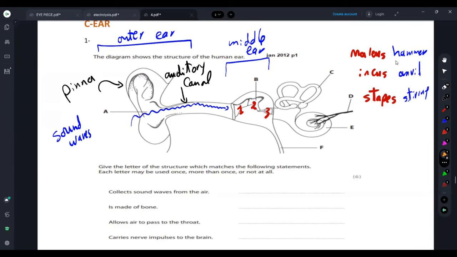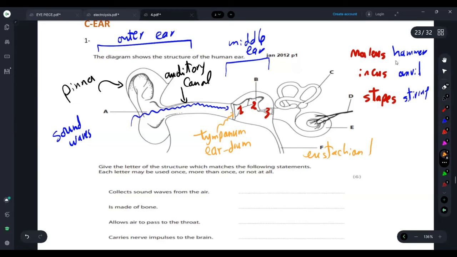Is this the only part in the middle ear? Of course not. We have initially the tympanum. We name it the eardrum, and we have the Eustachian tube. The Eustachian tube is the connection between our throat and the middle ear or tympanum. Its function is to equalize pressure, as we'll discuss later on.